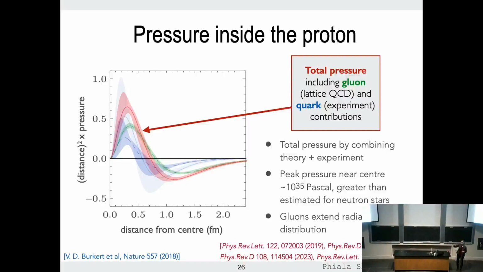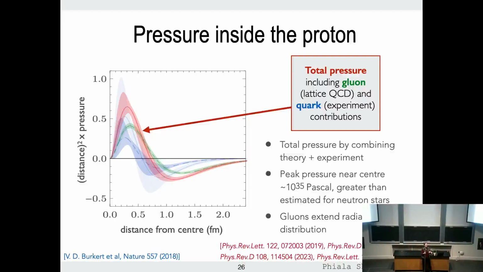And so neither experiment nor theory had both pieces, but by combining them, we were able to, for the first time, get a complete pressure distribution in the proton. We're able to see that the peak pressure near the center is closer to a neutron star than a bike tire. We were also able to see this green, though the red's just the total, the green seems to have a longer tail. So gluons seem to be acting to extend the radius of the proton out further. This is sort of the first hint as to the answer of this question.